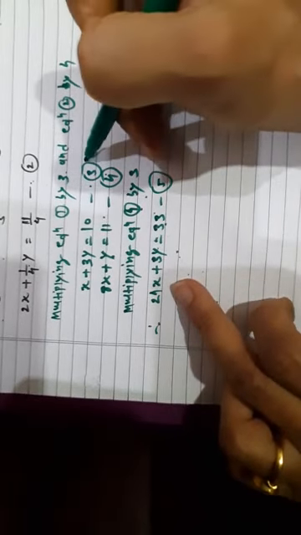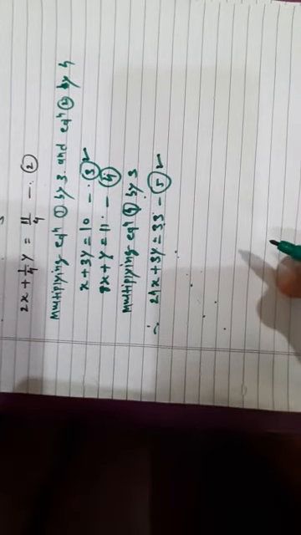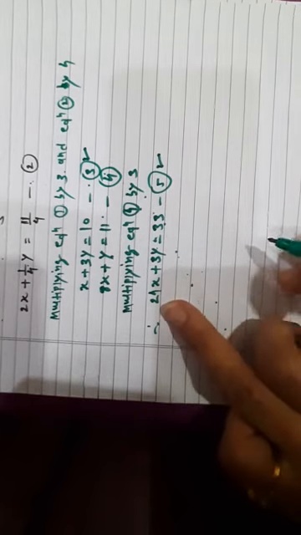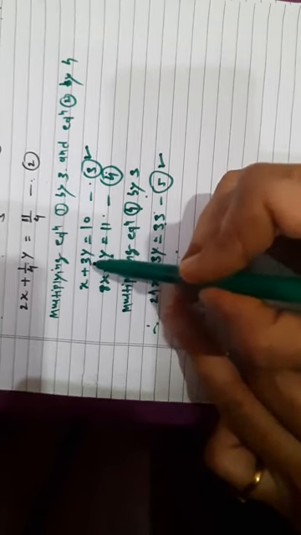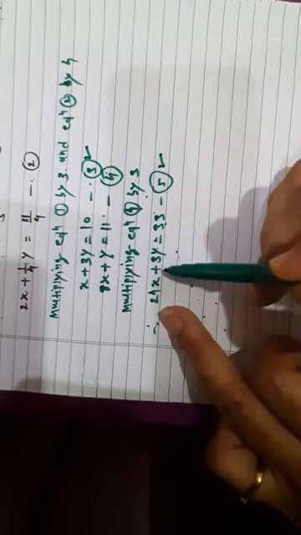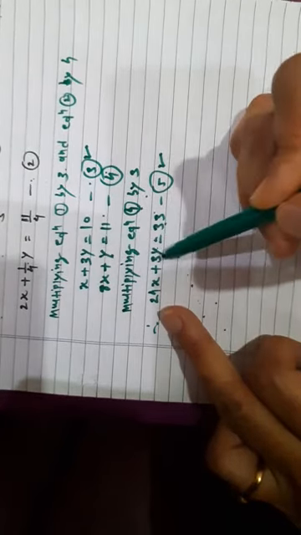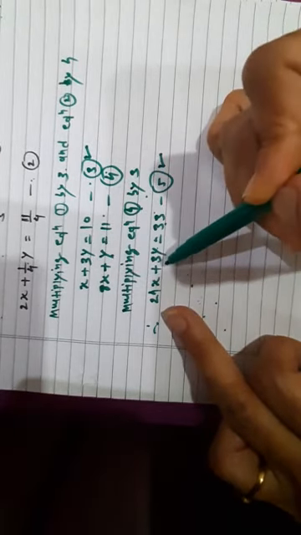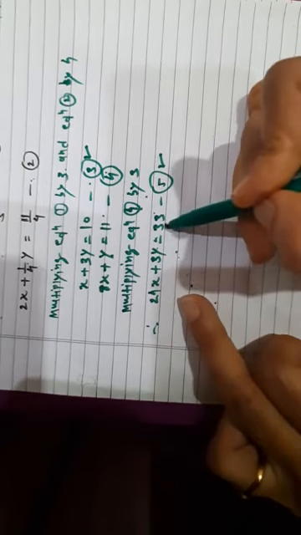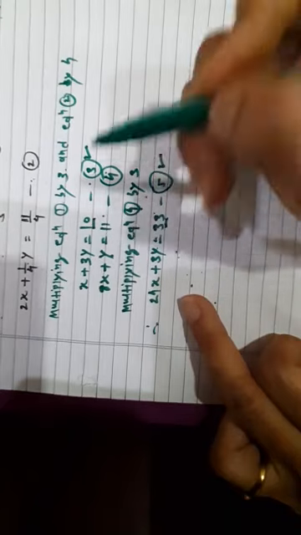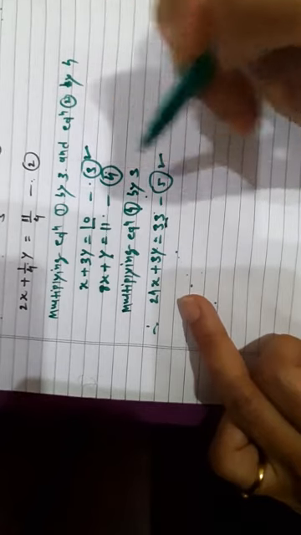Now we take equation number 3 and equation number 5 for finding the solution of these equations. Now here the variable y has the numerical value plus 3, and here also the variable has the value plus 3. That means the sign of both the variables is the same. If the sign of both the variables is the same, then we take the subtraction. So here the constant is 33, and here the constant is 10. 33 is larger than 10. Therefore we subtract equation 3 from equation 5.